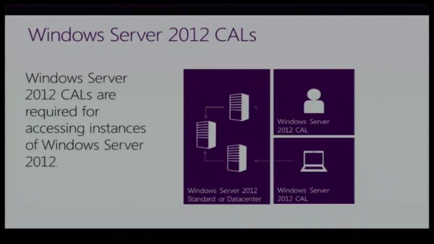There are two licensing models for CALs. First is the per user or per device mode, which is determined by the number of users or devices accessing the server software, where the number of servers accessed does not matter. And the second is the per server mode, which is determined by the maximum number of users or devices that may simultaneously access or use the server software running on a particular server.